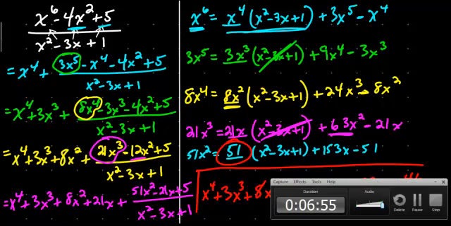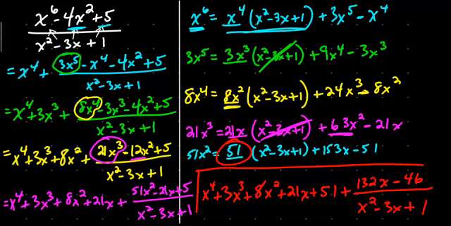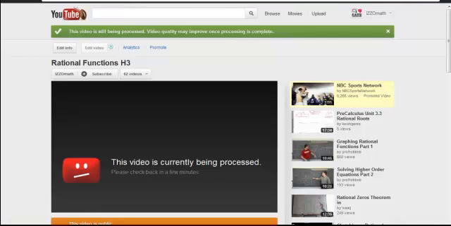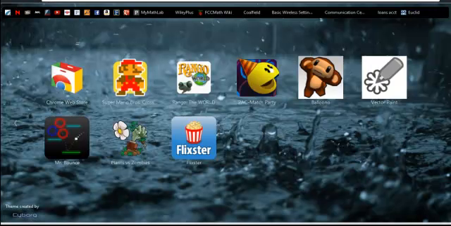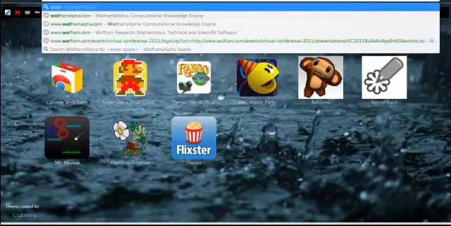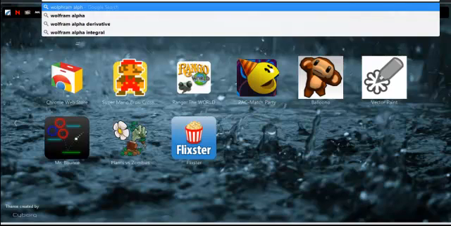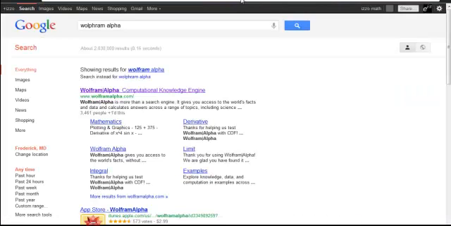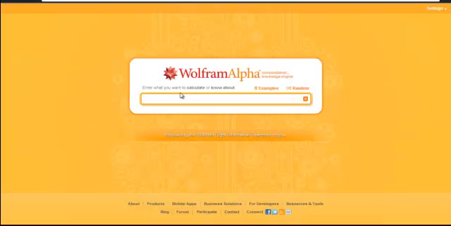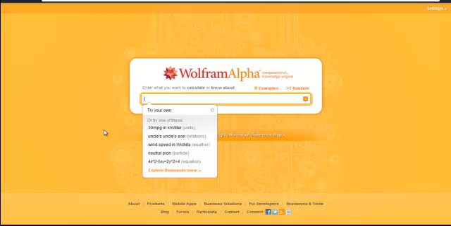How much time we got? Okay, we got about 3 minutes. I think that's the answer, but I don't have a solution here. So let's get on Wolfram Alpha and make sure. Wolfram Alpha, and here. Okay, and this is a good way to check your answers.